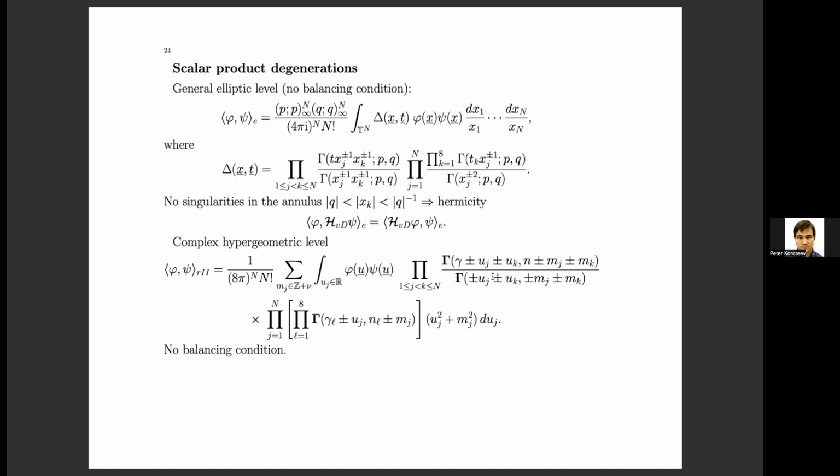Here is the measure part. This is the ratio of complex gamma functions. And this is, again, a product of gamma functions. And this is also a product of gamma functions. So this is the scalar product. Remember, there is no balancing condition, because I'm talking about the fully general Van Diejen model, with no constraint.